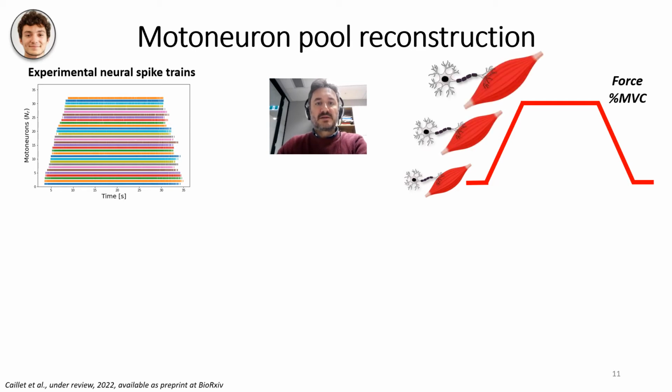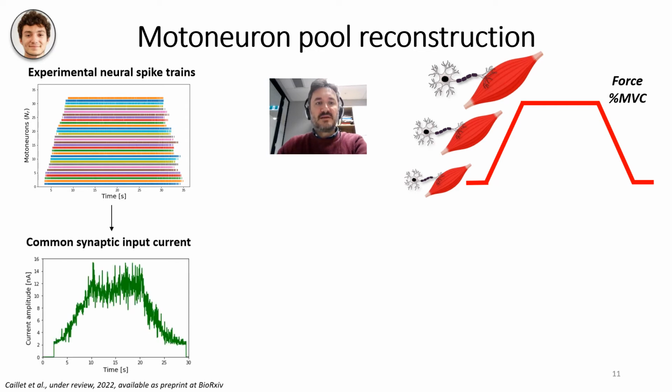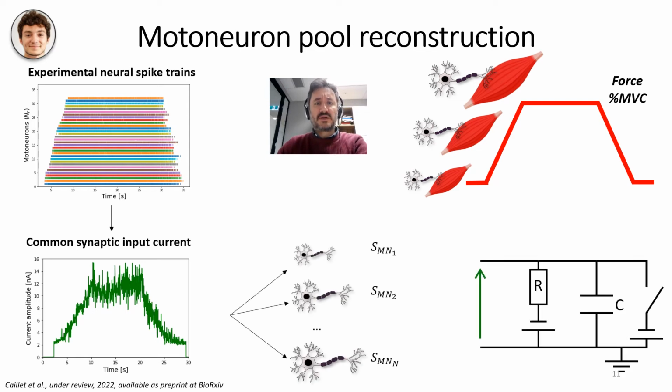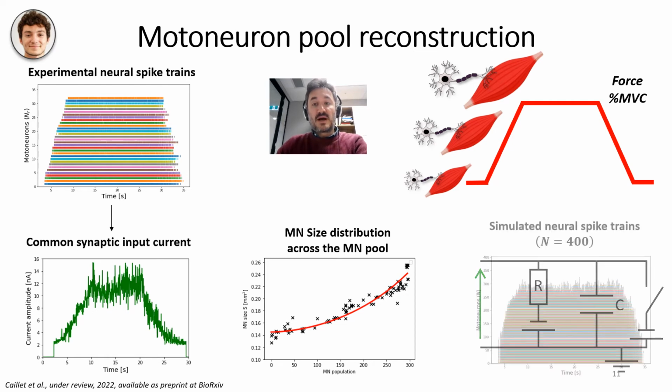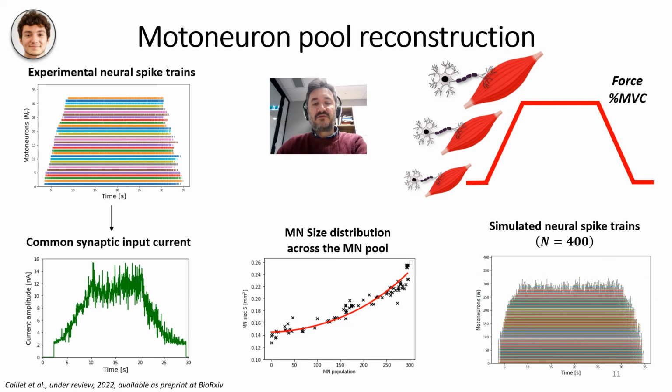Using their spike trains, on the other hand, we could compute the common synaptic current and use it as input to computational motoneuron models that were calibrated on the experimental discharge rates, exploiting empirical relationships formulated by Arnault after analyzing a large amount of literature data. As a result of this approach, we can estimate the motoneuron size distribution across the entire motoneuron pool and use it to create 400 virtual motoneurons with realistic firing behavior. The number 400 was estimated based on information available in the literature.